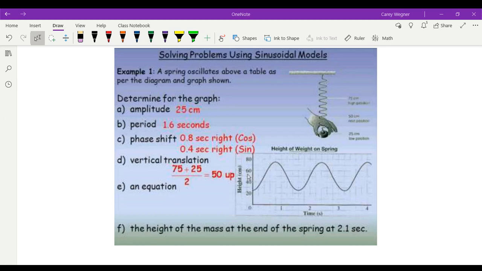This looks a little bit like an experiment from a high school science classroom, where you look at the height of this mass that's hung on a spring. As it bounces up and down over time, it follows this sinusoidal pattern.